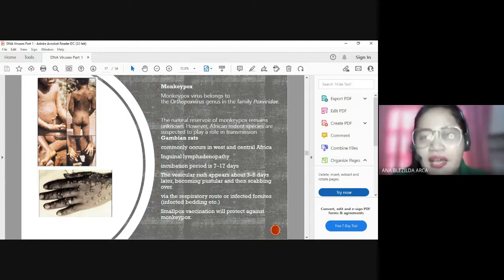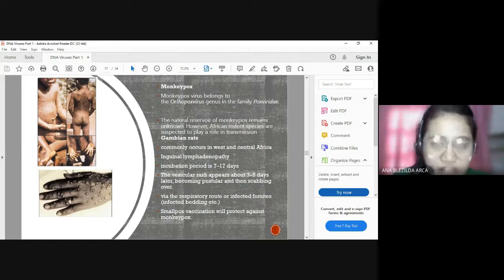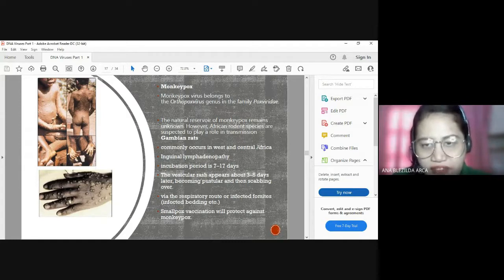However, the African rodent species are suspected to play a role in transmission. So yung mga Gambian rats daw, sila daw yung nagdadala nito sa mga villages in Africa. Okay, so yung Gambian rats, nanggagaling yan sa forest, kukuha ng kung ano-anong virus doon, tapos pupunta sila sa mga villages hanggang sa makawaan nila yung mga tao. So this is most commonly in West and Central Africa.